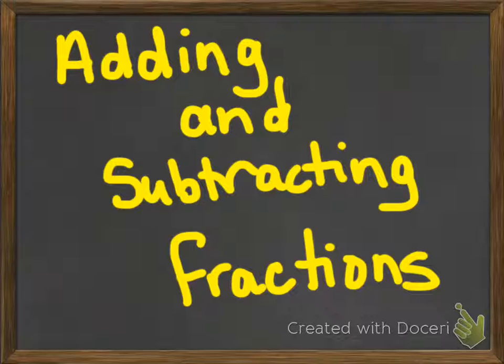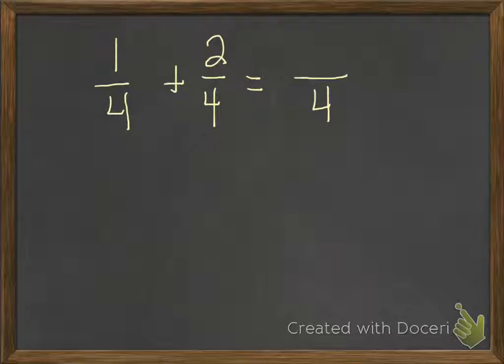This is something that we definitely need to focus on because there are some very specific rules we need to follow. Let's take a look at a few fractions. If I have 1/4 plus 2/4, that's a pretty easy problem. Since the denominators are already the same, at fourths, we can just add the numerators. 1 plus 2 equals 3. Pretty simple. Let's look at another one.